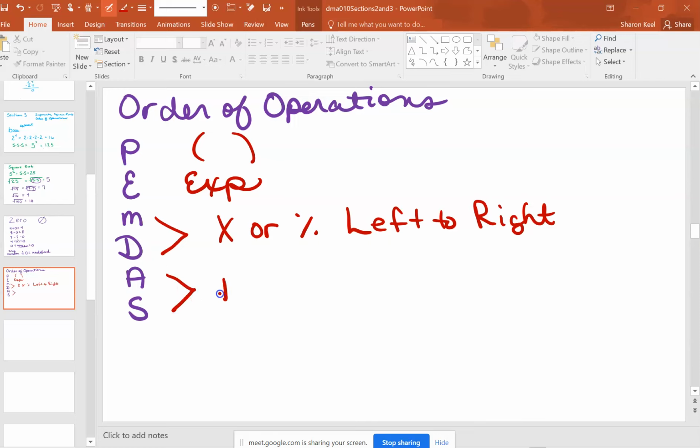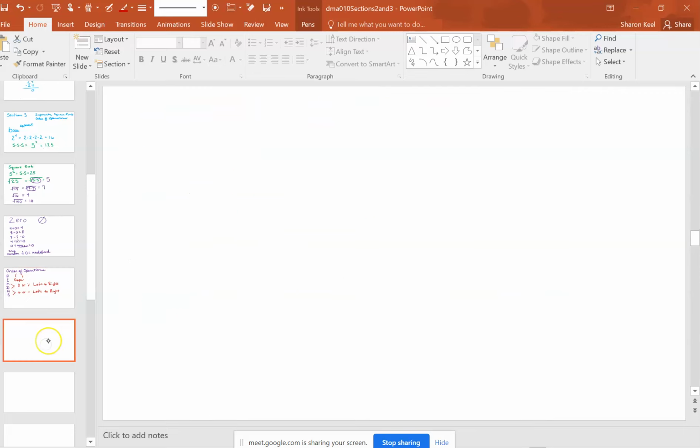Same thing with the last two. The addition or the subtraction are done in the order left to right. That's the order that you would do those in. So let's take a moment and give this a try. If you will look in your workbook on page 1-13, I'm going to take one of these.